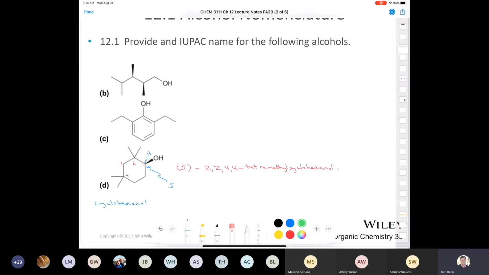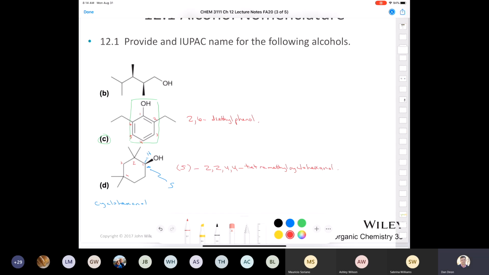I'm kind of going backwards here. Take a quick gander at C. C is obviously some kind of phenol. And we said that the carbon that has the hydroxyl attached, we assume that's carbon number 1. It doesn't matter if I go clockwise or counterclockwise. There's a plane of symmetry through this molecule that I have drawn here in red, so no matter what, I'm going to end up with the same locant. So 1, 2, 3, 4, 5, 6. I have 2 ethyl groups, and so I would call this 2,6-diethylphenol.